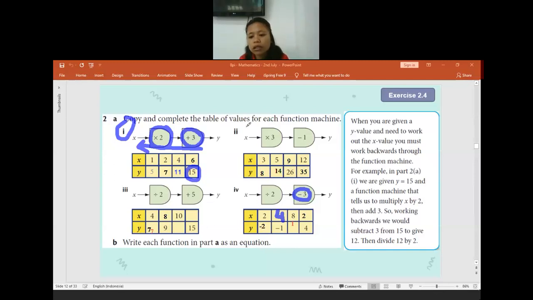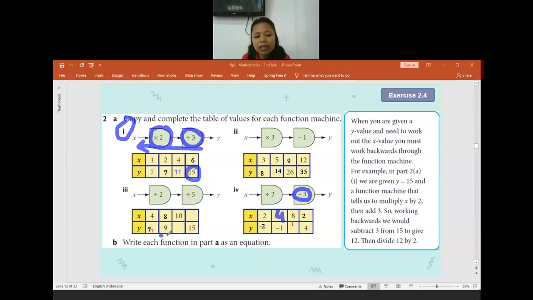Do you have any difficulties in the second function machine? No, teacher. Okay, I'll go to the third function machine. The x is 4, so the input is 4. 4 divided by 2 equals 2, right? 2 plus 5 equals 7. That's why the output is 7.